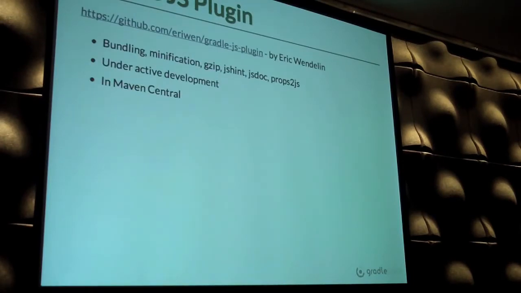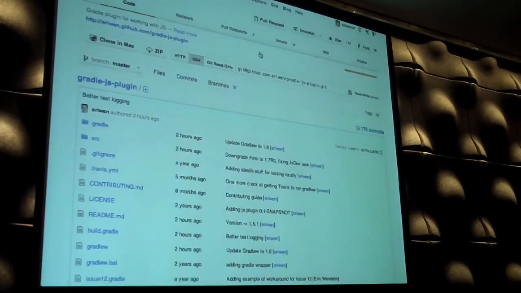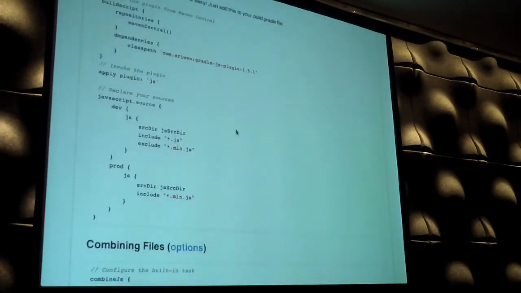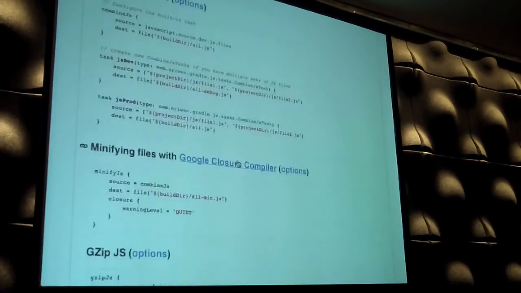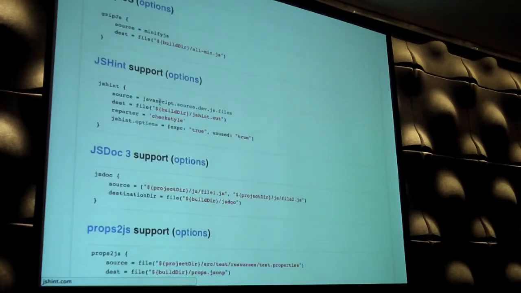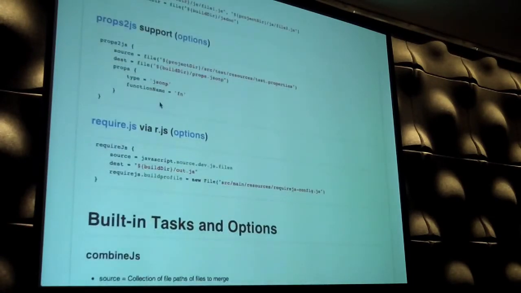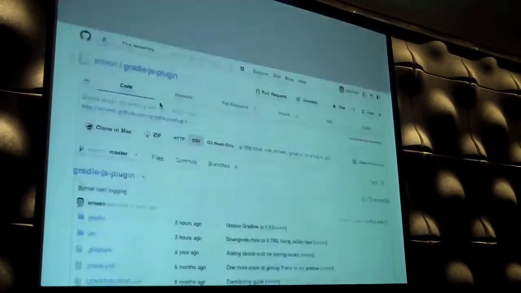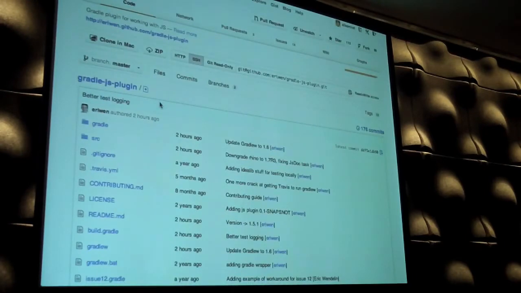The Gradle Js Plugin is developed by Eric Wendelin. It's a mix of a few different bits of functionality, such as using Closure compiler, so it supports out of the box combining files, minifying with Closure compiler, gzip, just a more convenient version of that, JS hint, JS doc, a whole bunch of standard JavaScript tools in one collection. So this is the Gradle Js plugin on GitHub. This is the main JavaScript plugin in the Gradle space right now, and it's really just an integration point for some of these things that we've been doing so far.